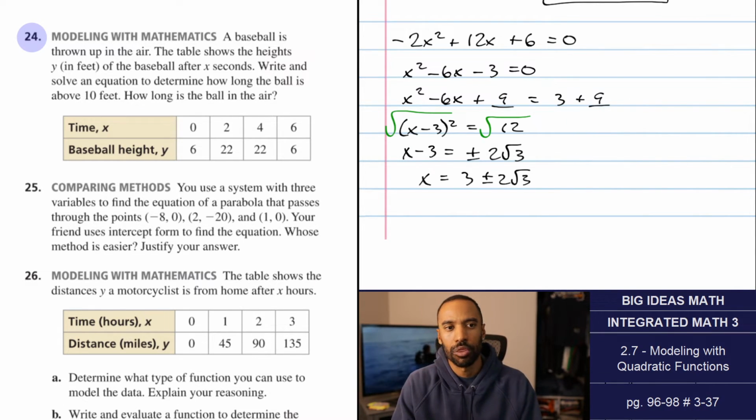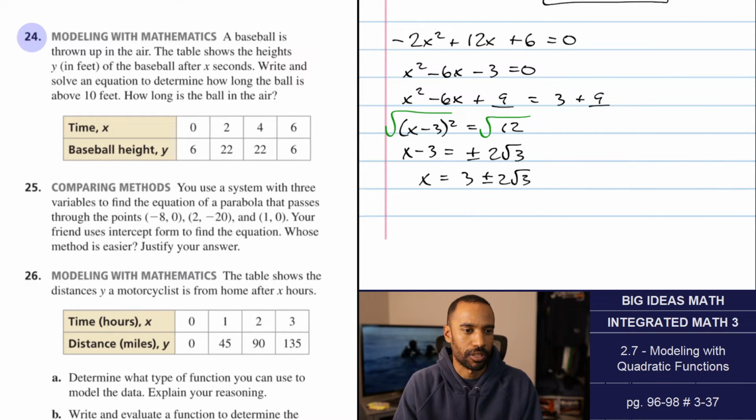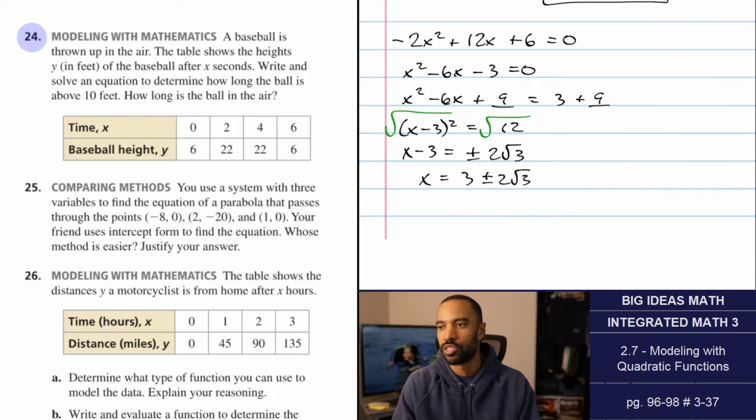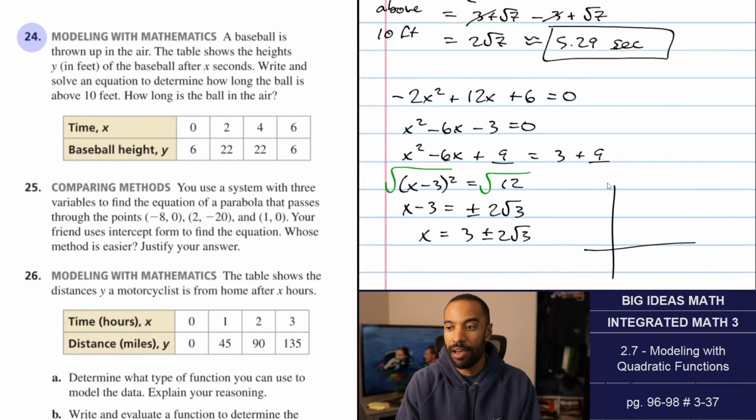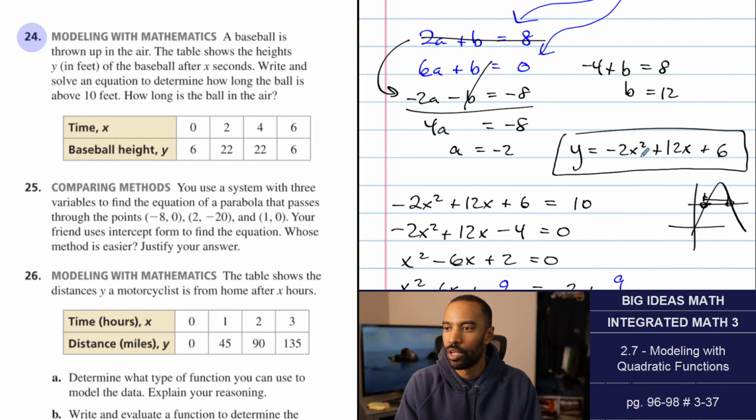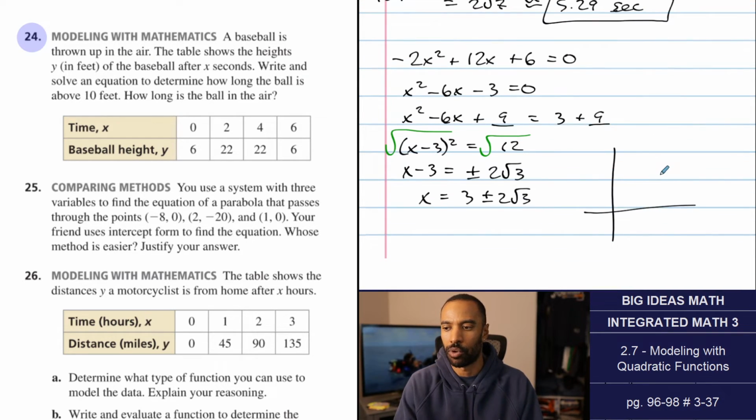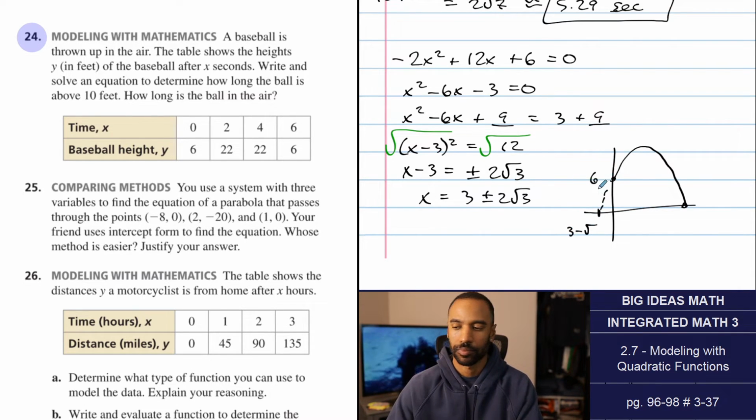Now here's the thing. 3 minus 2 root 3, and I'm going to do that in my calculator right now. 3 minus 2 root 3, I believe, is a negative number. It is. It's a negative number. Here's the idea. The baseball was thrown in the air. So when you think about what this thing is doing, and we have our standard form. We have this. The ball was thrown at 6 feet in the air to start with. The y-intercept is 6. That means it was thrown, it hits a peak, and it goes and hits the ground. This right here is 3 minus 2 root 3.